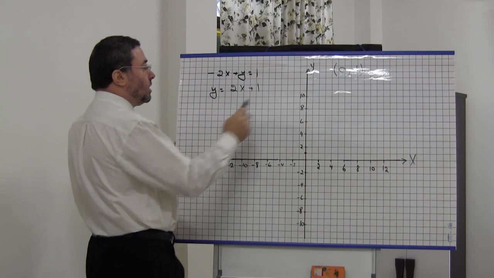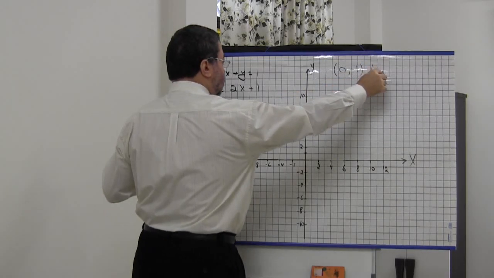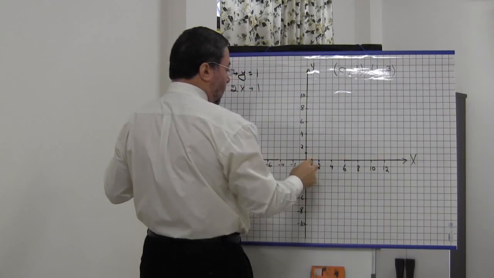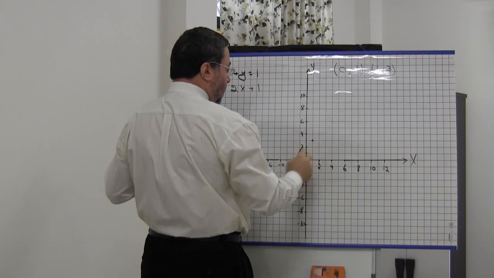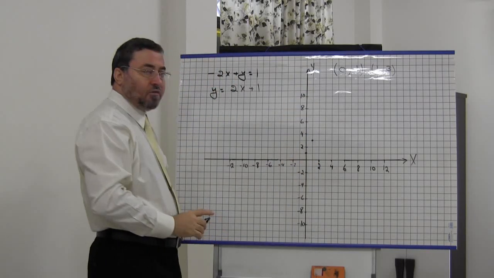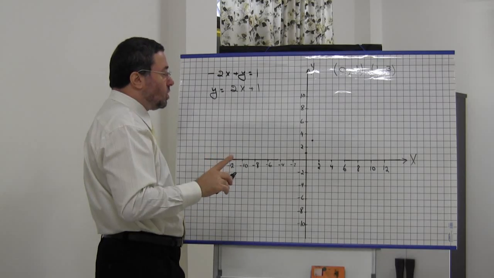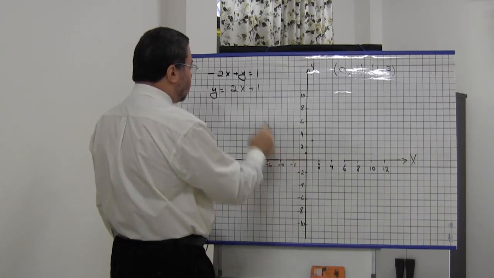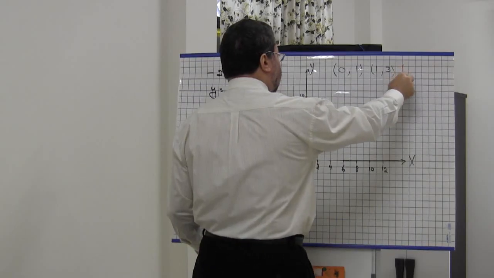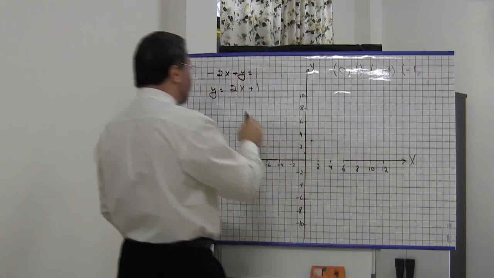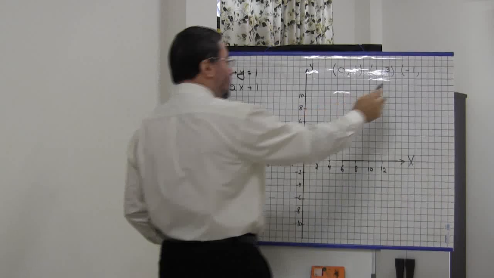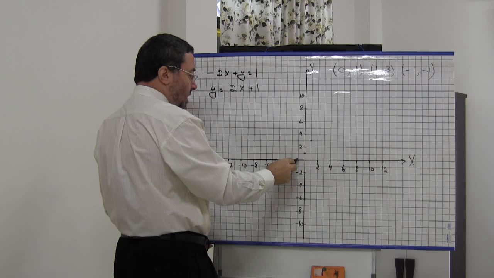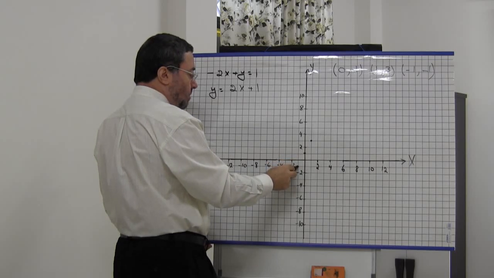Our second point will be x is 1 and y will be 3. So x is 1, y is 3. Now this is enough to draw the graph. However, we need a third point to check our work. In this case, we are going to use minus 1 for x. And if x is minus 1, then we get minus 2 plus 1, and that's minus 1 for y. So our third point will be minus 1 for x and minus 1 for y.